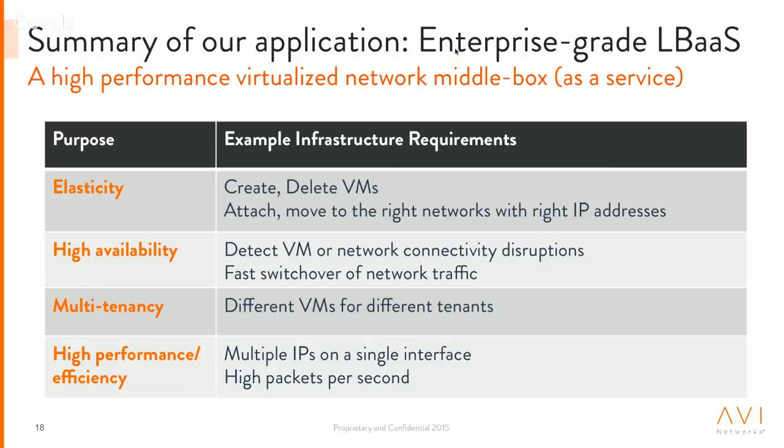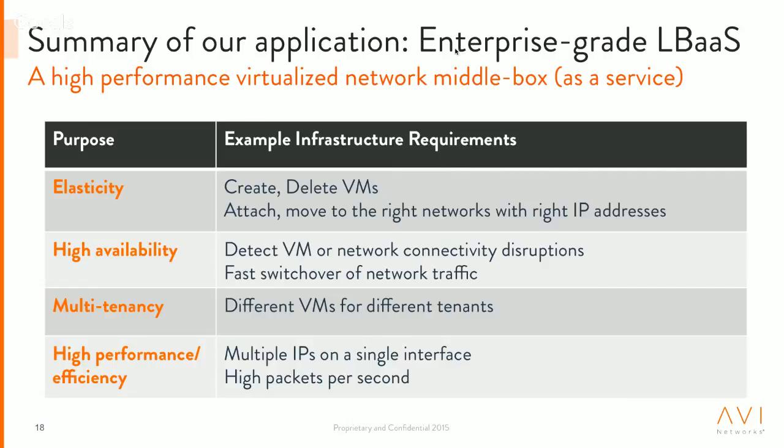The second aspect is high availability. As I mentioned, we want to be able to detect VM or network disruptions as quickly as possible. Ideally, it would be better if we had some other way to get them, or we basically have to depend on heartbeats. And be able to switch over the network traffic really fast. Then the multi-tenancy aspects that I mentioned, which we already have because of the OpenStack APIs, but I just wanted to mention that that's one.